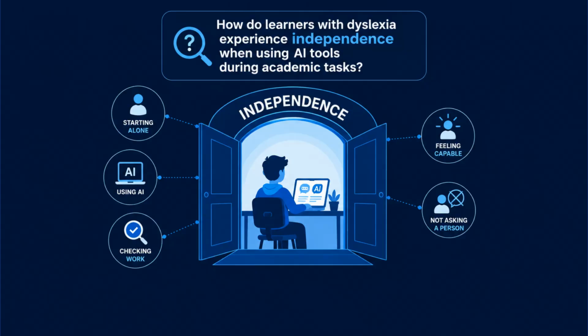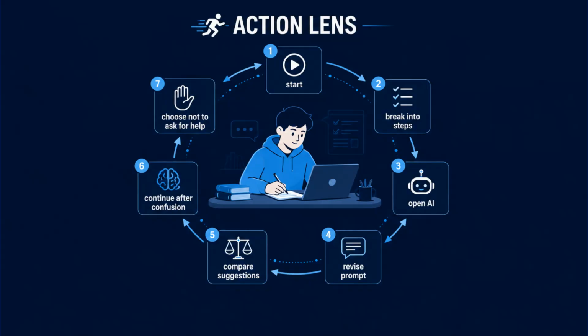Let's return to the research question from the last video. How do learners with dyslexia experience independence when using AI tools during academic tasks? The main experiential term is independence. The question is not only asking whether learners are independent. It is asking how independence is lived. The first lens is action. Ask, what does someone do when this is happening?